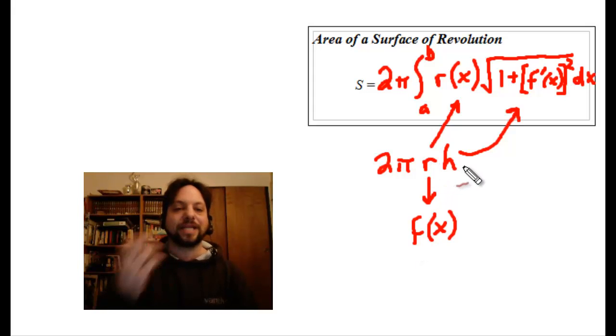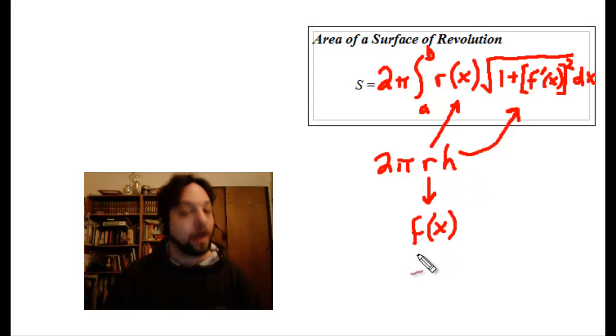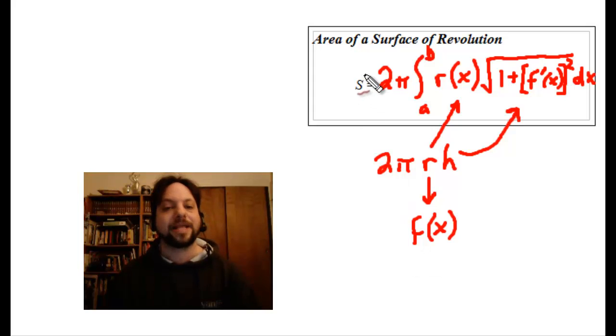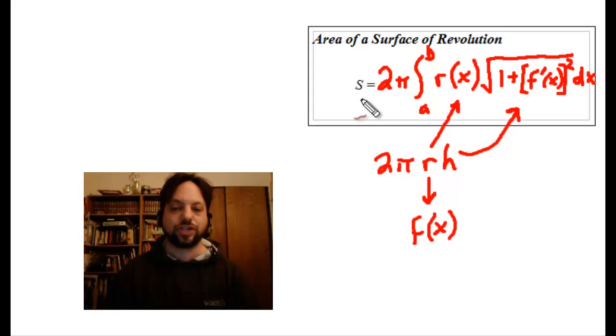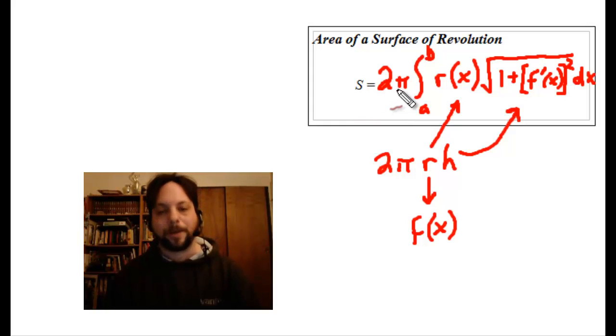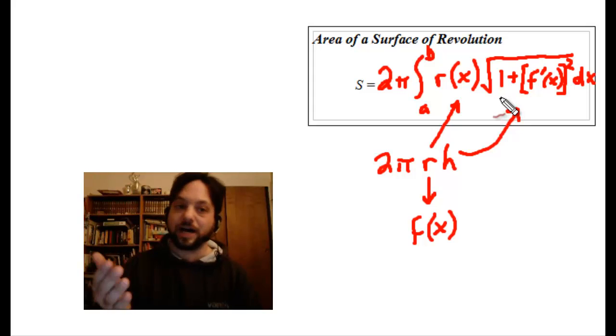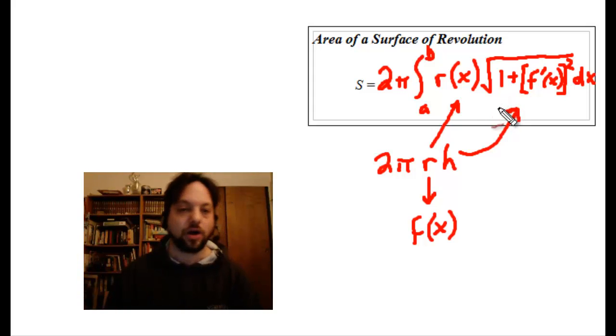The radius is simply going to be the function itself. So you can see that the radius and height are both dependent upon the original function, but that the surface area for the solid of revolution is still just 2 pi times the integral of the radius and the height. The height itself just being the arc length.